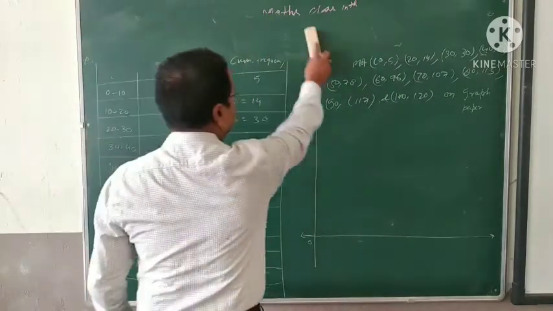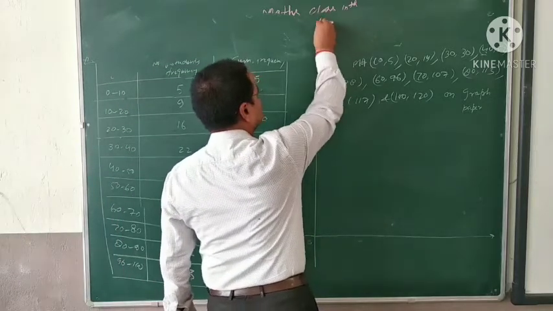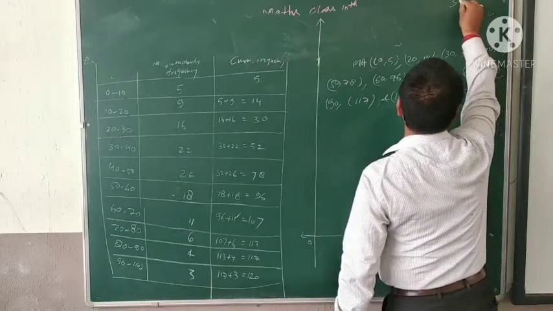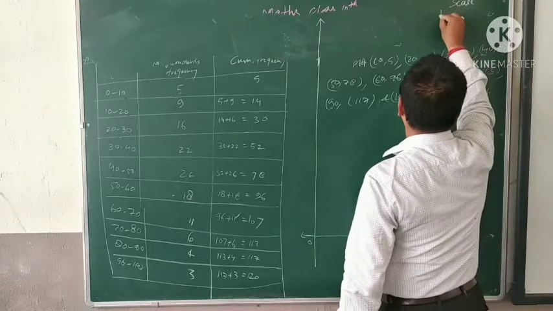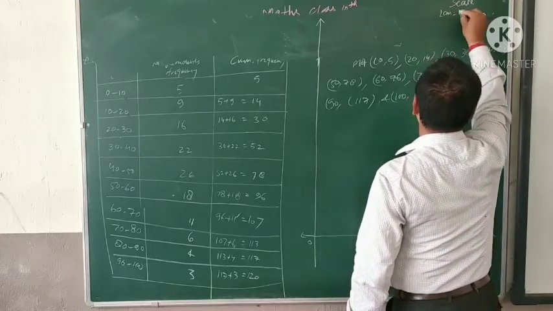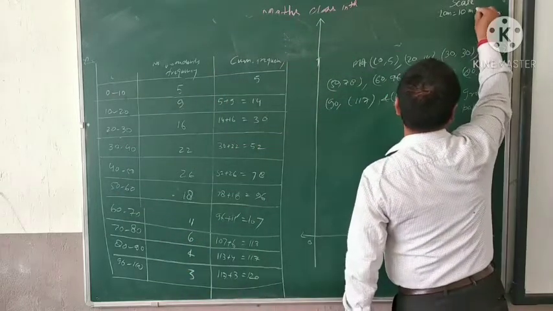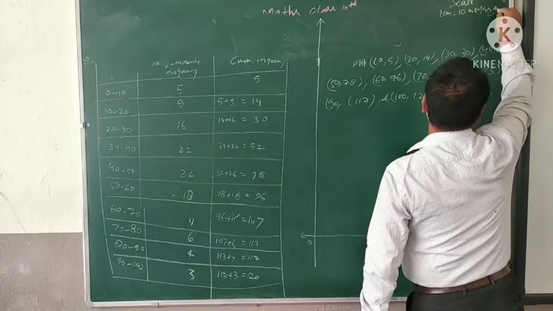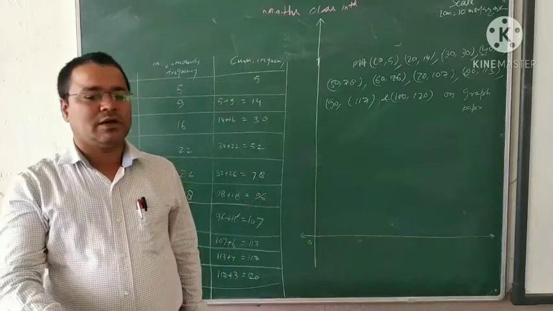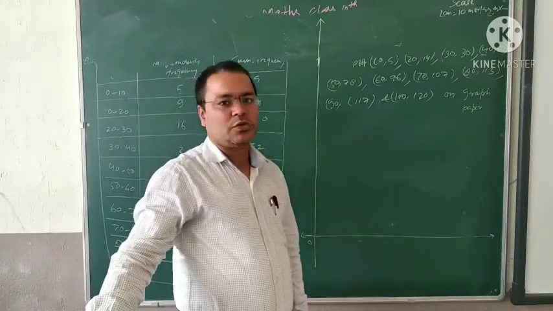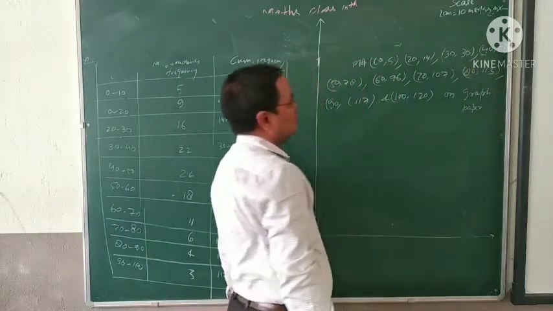After that, here in the corner we write the scale. We write 1 centimeter equal to 10 marks. Marks go on the x-axis, because the class interval should always be on the x-axis and frequency should be on the y-axis. So the scale is 1 centimeter equal to 10 marks.